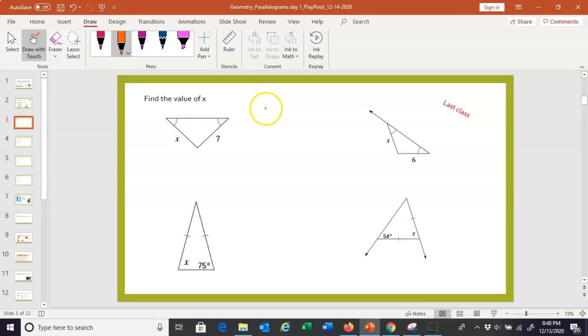Let's look at some examples. Here's the first one. We know the angles are congruent because we have these markings here. So that must mean that the sides across from them are also congruent. So if this side is 7, then so is x.